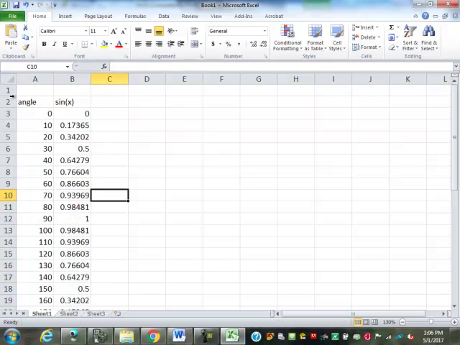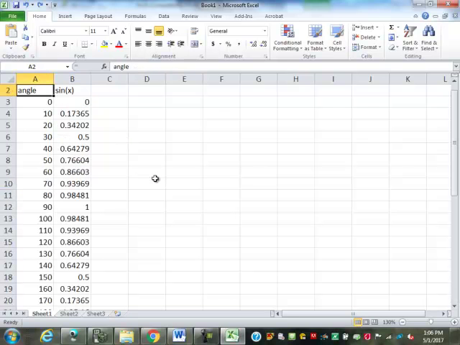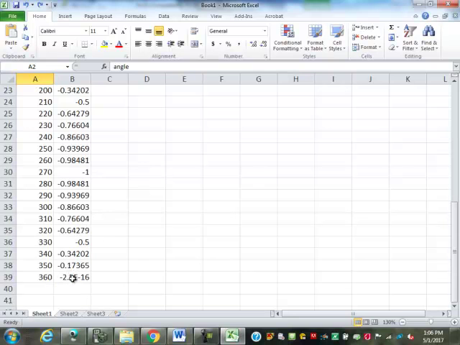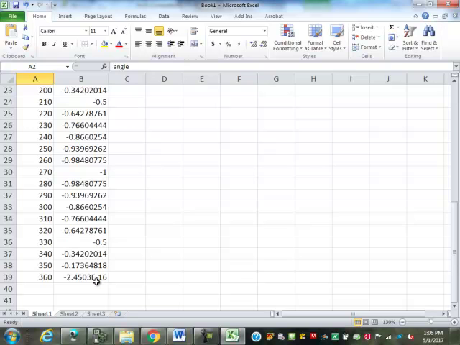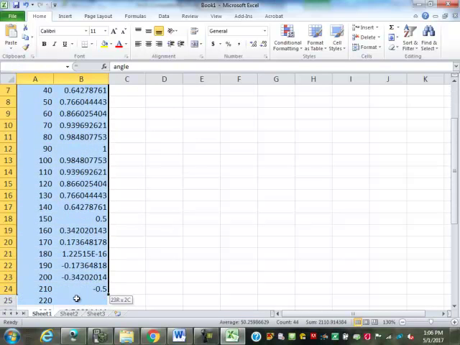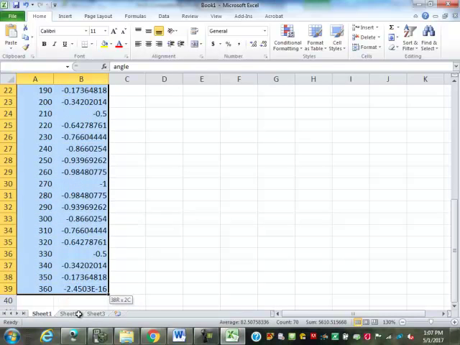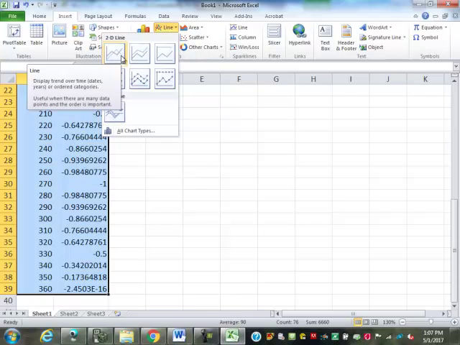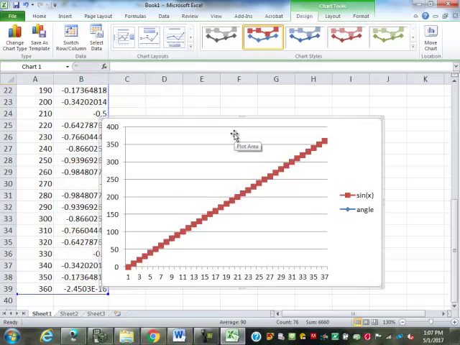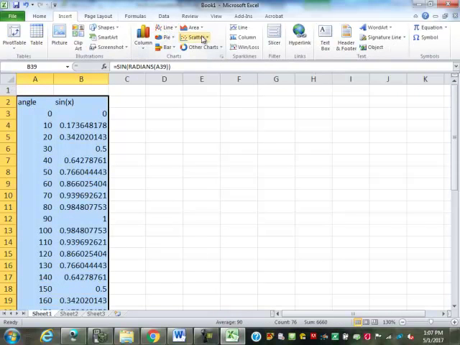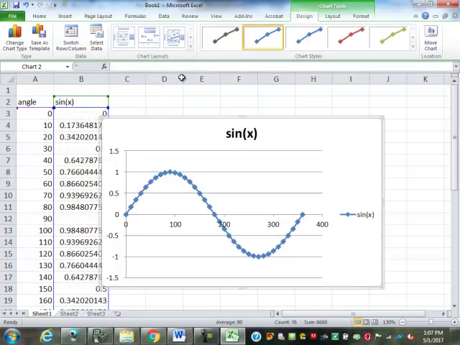If I want to graph this, come on now. Why is 360 not zero? This is just round off in there. Conversion, it looks like. You can go to insert, line graph. That's certainly not what I was looking for. I want a scatter plot. That's what I want. There we go. Scatter plot. There it is. So you can get the sine.